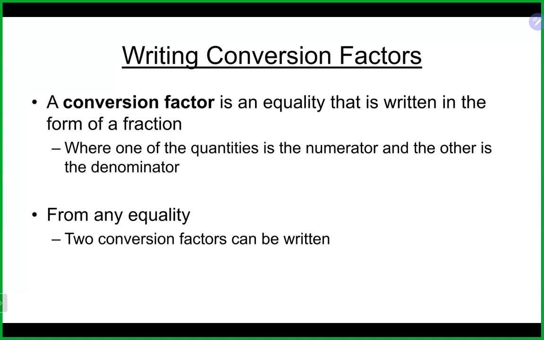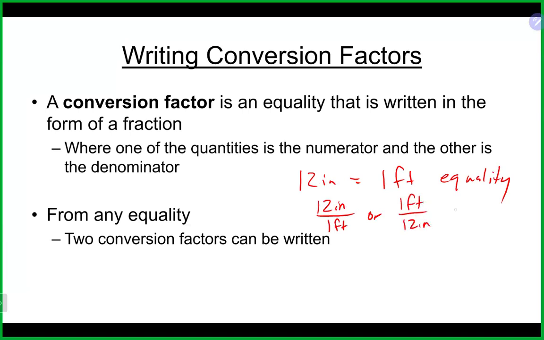So any type of equality, as I mentioned before, is basically two things that represent the same amount but are in different units. If we just took a fairly straightforward one, like 12 inches is 1 foot, that is an equality. And from any equality, you could write two conversion factors, which are really just fractions. We could say 12 inches over 1 foot, or if we needed to use it the other way around, 1 foot over 12 inches. These would be our conversion factors.